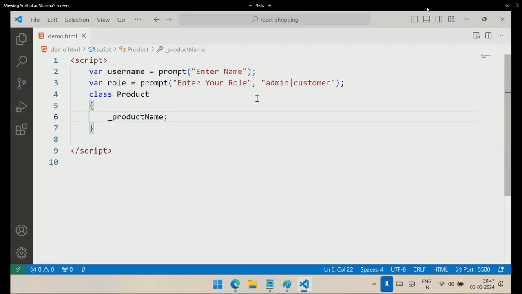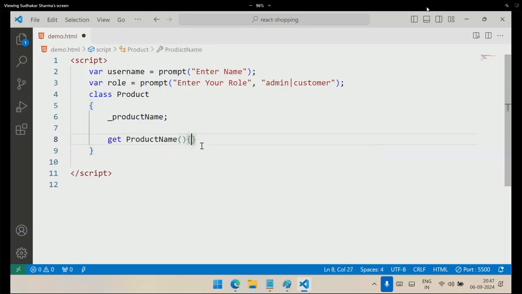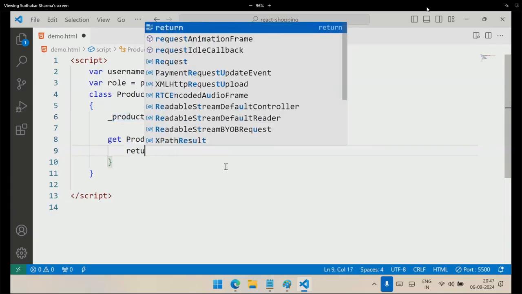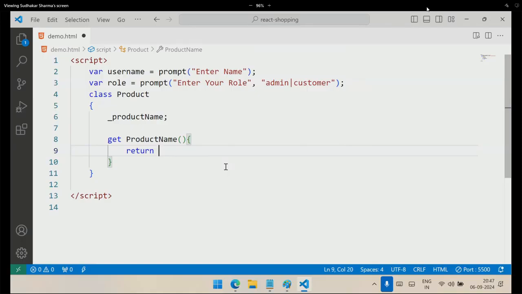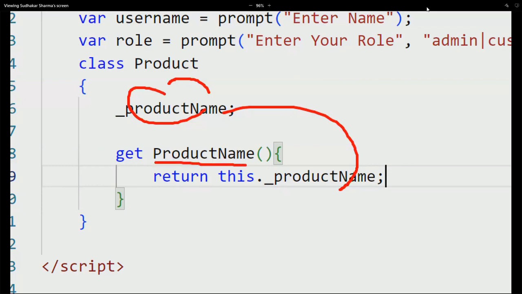So what is the property product name? Why did I give an underscore? Because I don't want it to be used directly. If you don't want to use it directly, how will you use it? By alias name. We don't want the developer to deal with it directly. We will create a getter, and the alias name is product name. That means through this name, we can now control this. What a getter should do is return the value stored inside that property. What is the property? this dot underscore product name. Whatever is stored inside this, it will access and return. The alias name is product name.